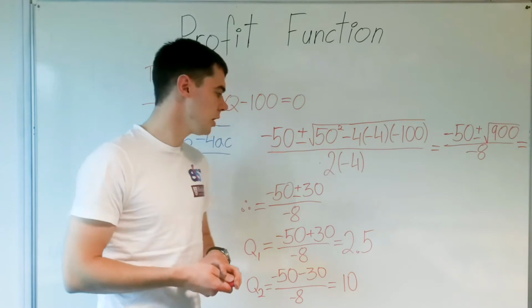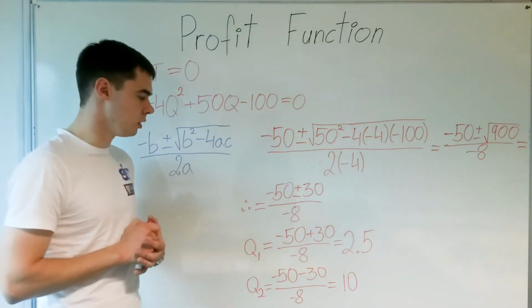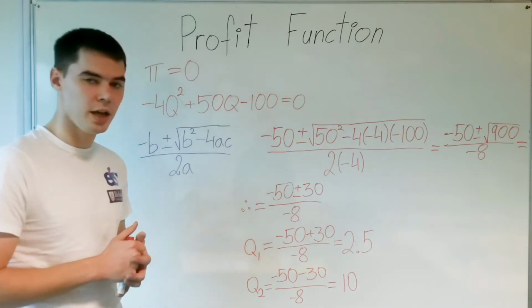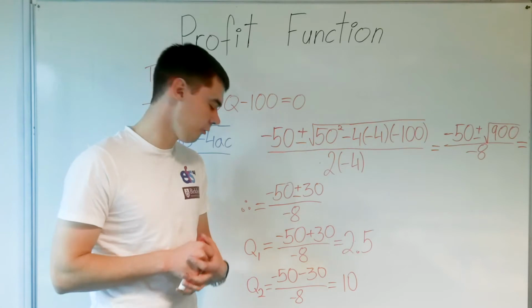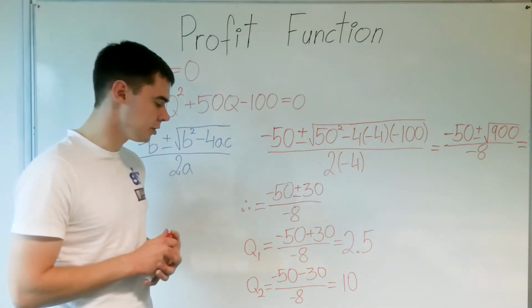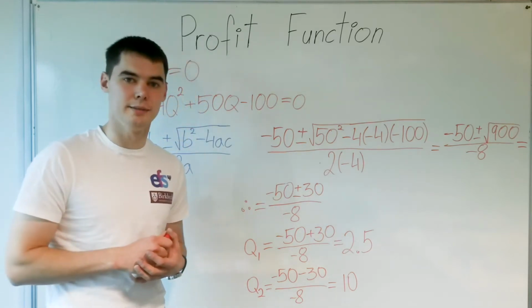And as you can see, we'll have two answers, where Q1 is equal to minus 50 plus 30, all divided by minus 8, and that is equal to 2.5, and Q2 is equal to minus 50 minus 30, all divided by minus 8, and that is equal to 10.